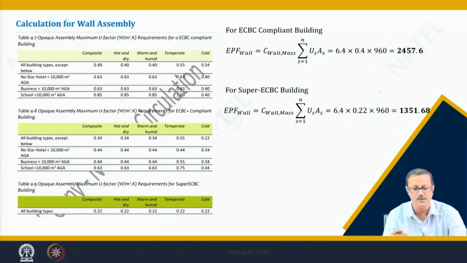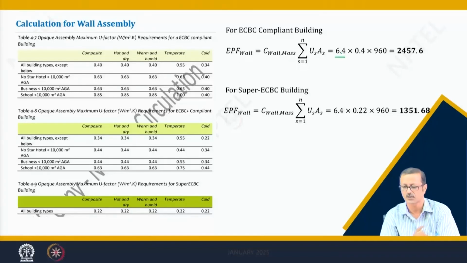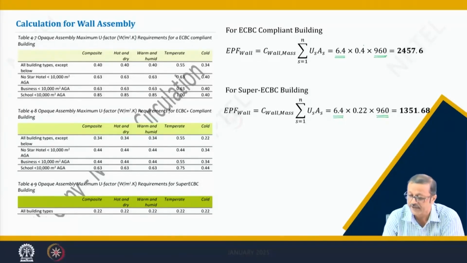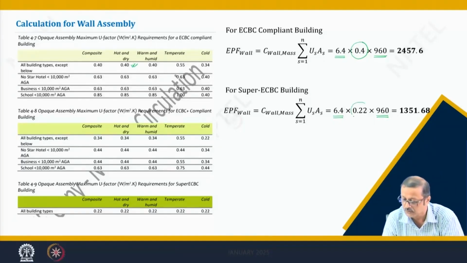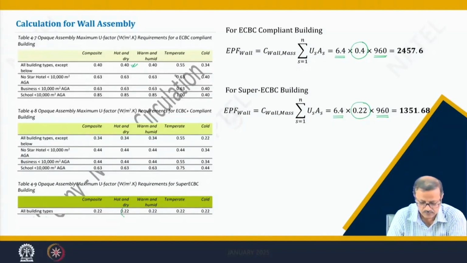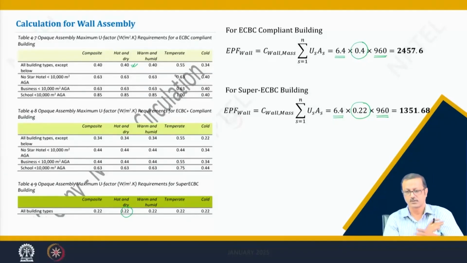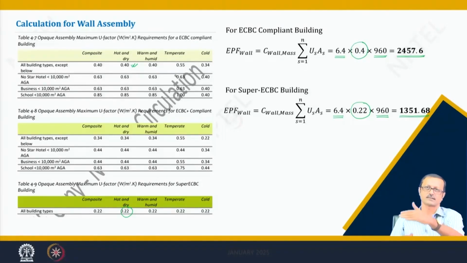Similarly, I have computed for the mass wall, no change, 6.4 is the C factor for the wall. If you remember, 960 was the area of the wall, so no change, and this 0.4 is the new value, which comes from here, and 0.22 is the new value for the super ECBC. So, I got those two big numbers for the EPF of the wall. The first one is for the ECBC compliant and the second one is the super ECBC. Let us go to the next.